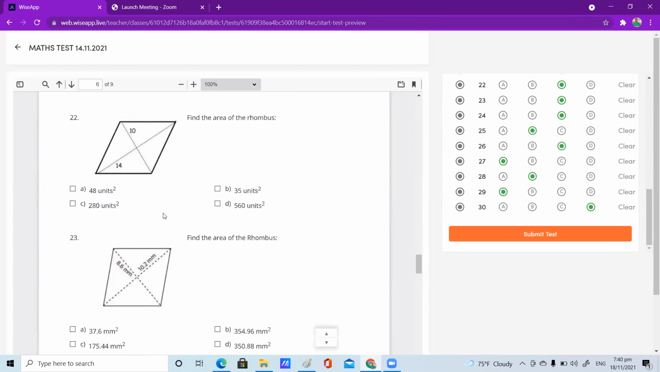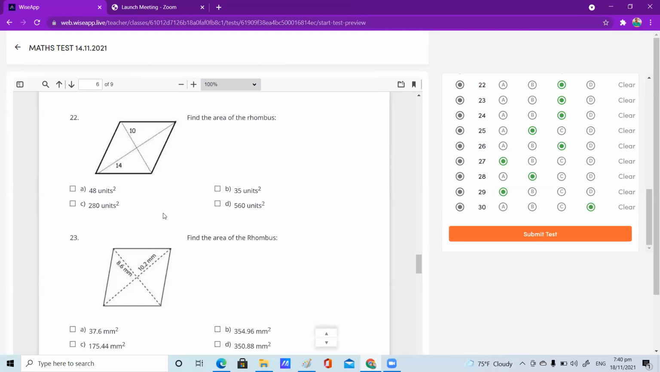The diagonals are given, children. The complete diagonal is 10 and the other diagonal is 14. What is the area of a rhombus, children? You know the area of a rhombus is half the product of the diagonals. 28 into 20, which is 560, by 2. So 280.